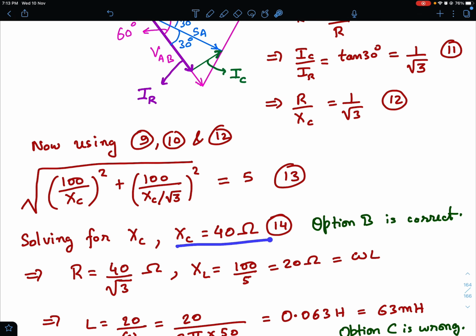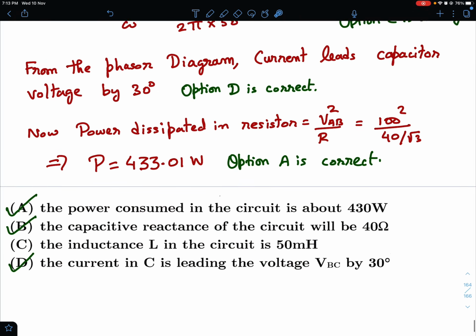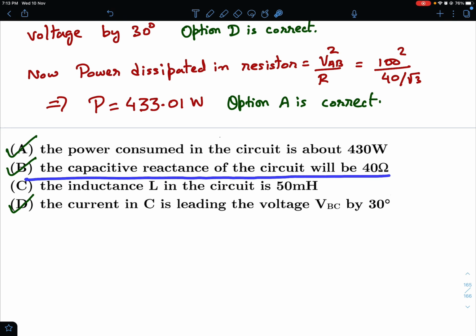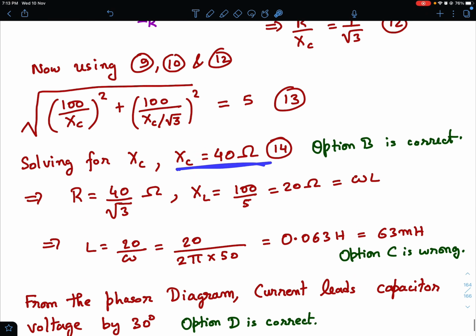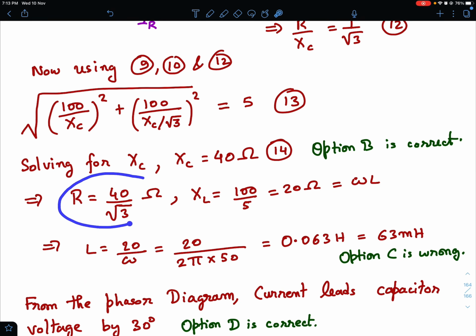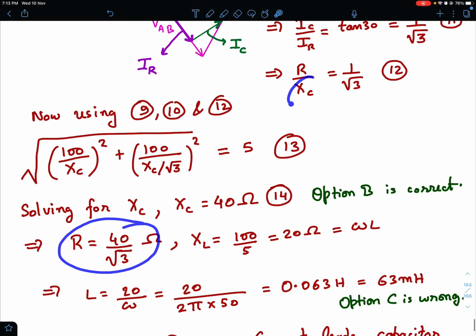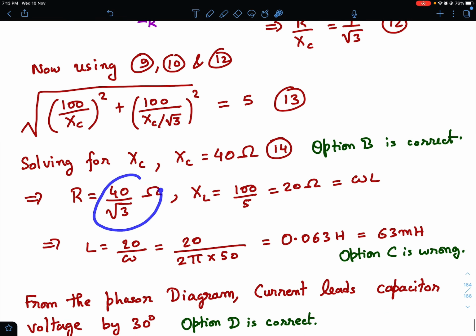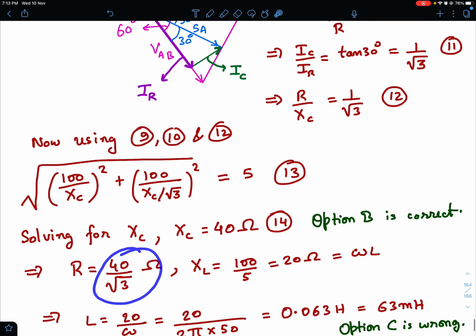You just need to rearrange this equation. You solve, you get XC is equal to 40 ohm, which is option B. See, option B is capacitive reactance is 40 ohm. Then resistance, again you can see, is XC divided by root 3, XC upon root 3, so that becomes 40 by root 3 ohm.